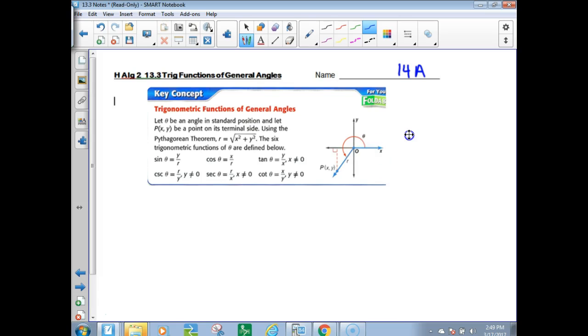So I'm going to redraw a little picture here on the side. And what's going to be important is learning how to find a reference angle. So all I'm doing is redrawing what they have here. And what's gone on in that picture is theta was actually an angle that came from here all the way to here.